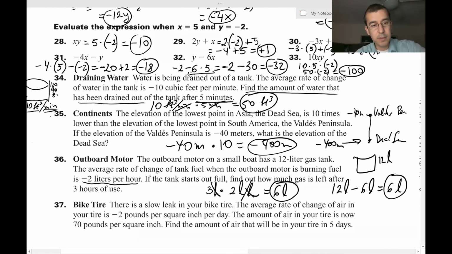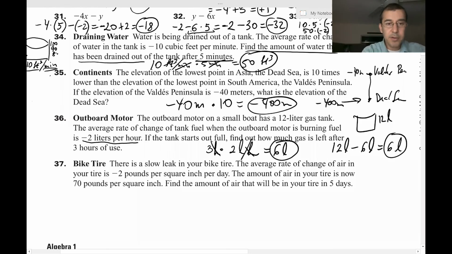It has 6 liters left in the tank. And the last one, 37. Bike tire. There's a slow leak in your bike tire. The average rate of change of air in your tire is minus 2 pounds per square inch per day. The amount of air in your tire is now 70 pounds per square inch. Find the amount of air that will be in your tire in 5 days.